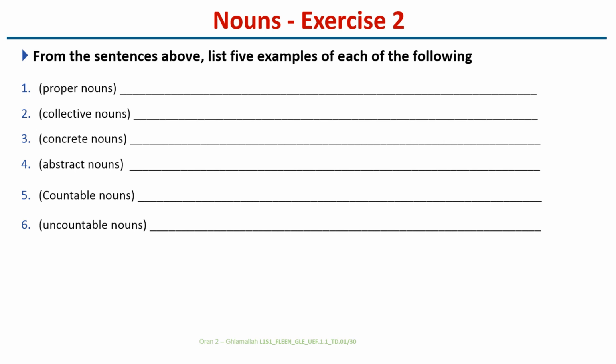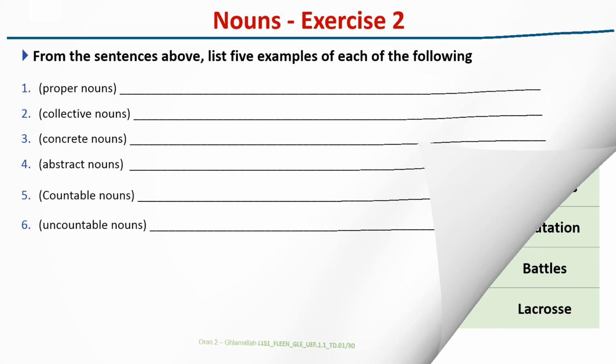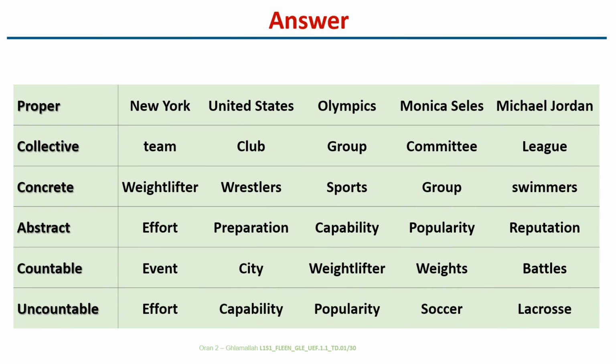Now take a piece of paper, pause the video again, and use the previous underlined nouns. From the sentences above, list 5 examples of each of the following: proper nouns, collective nouns, concrete nouns, abstract nouns, countable nouns, and uncountable nouns. The answers can be as follows.